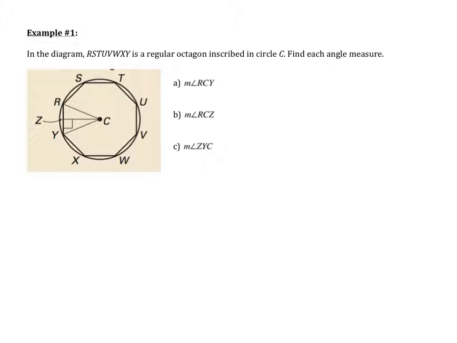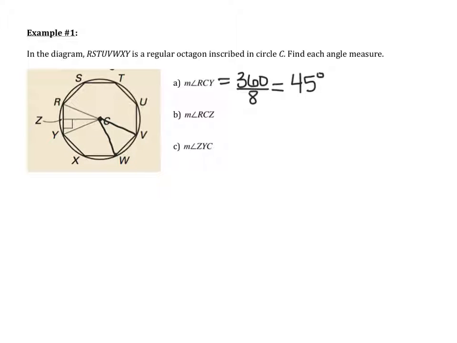So I would take 360, since it goes in a circle here, divided by the number of sides. Since it's an octagon, we have 8 sides. So I would take 360 divided by 8 to find the measure of that central angle. 360 divided by 8 is equal to 45. So the measure of that central angle is 45. The measure of each central angle in this octagon would be 45. So if I drew two more radii connecting consecutive vertices, the measure of this central angle would also be 45.